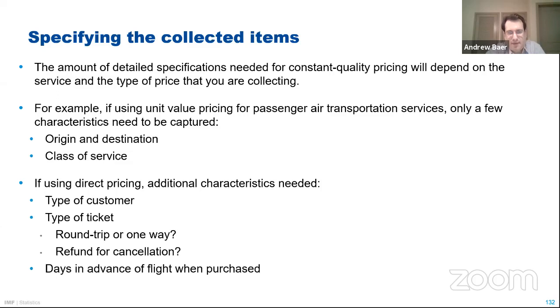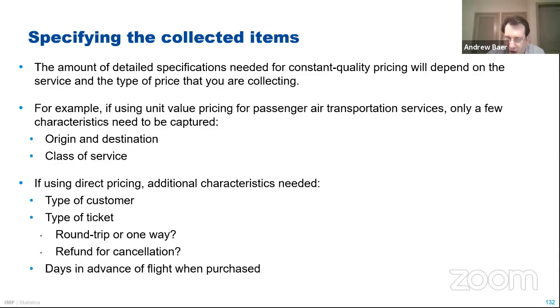Specifying the collected items. The amount of detailed specifications needed for constant quality pricing will depend on the service and the type of price you are collecting. For example, if you are using unit value pricing for passenger air transportation services, you're not going to need a lot of characteristics. All you're going to need to know is the origin and destination and the class of service.